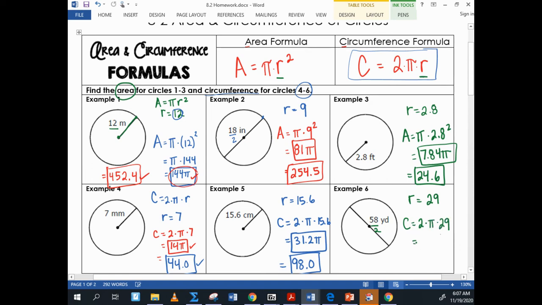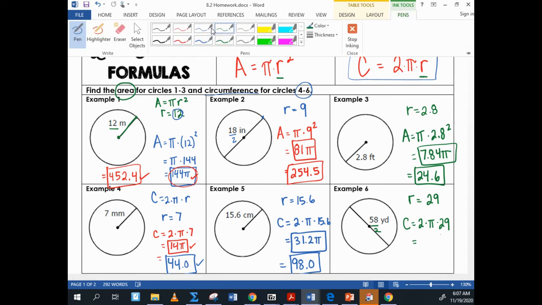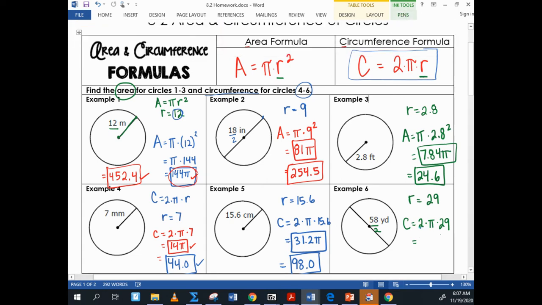Now, this looks kind of silly because we just divided by 2 to find our radius, and now we're going to multiply that by 2. So I know that 2 times 29 is going to just put us back at that 58, and then times pi. So that's our answer.